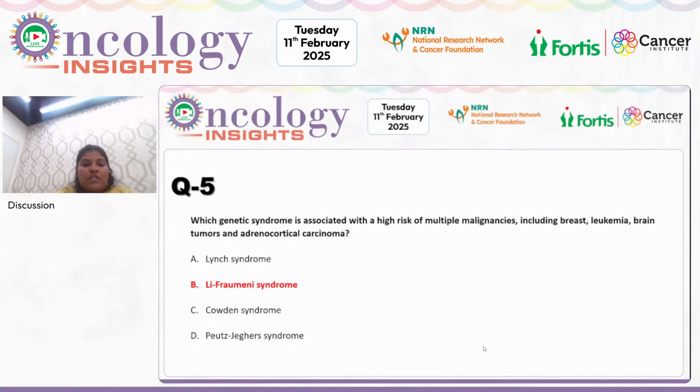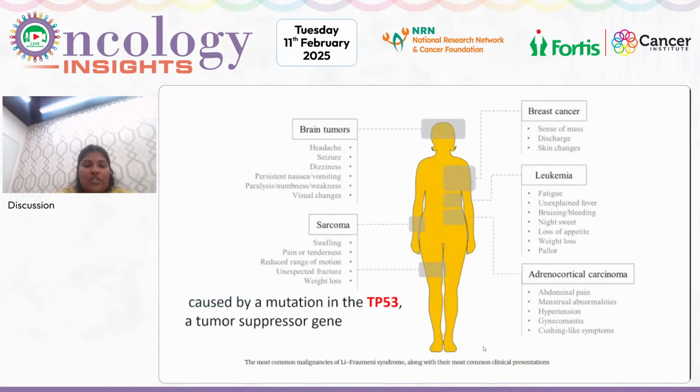Which genetic syndrome is associated with an increased risk of multiple malignancies like breast, leukemia, brain, and adrenocortical? It's Li-Fraumeni syndrome, which is caused due to a mutation in the TP53 tumor suppressor gene.